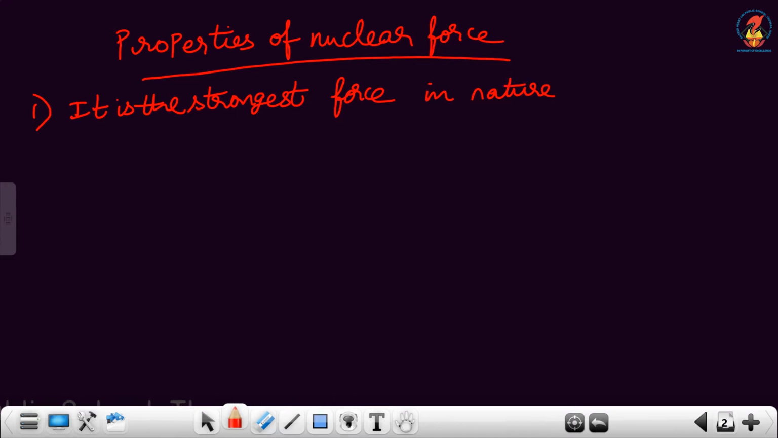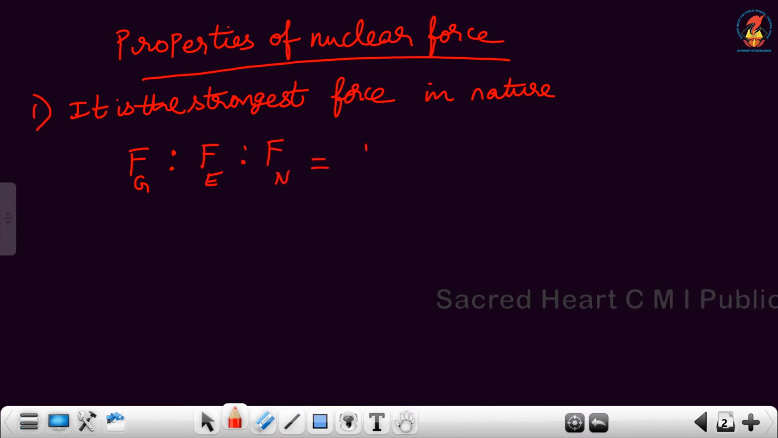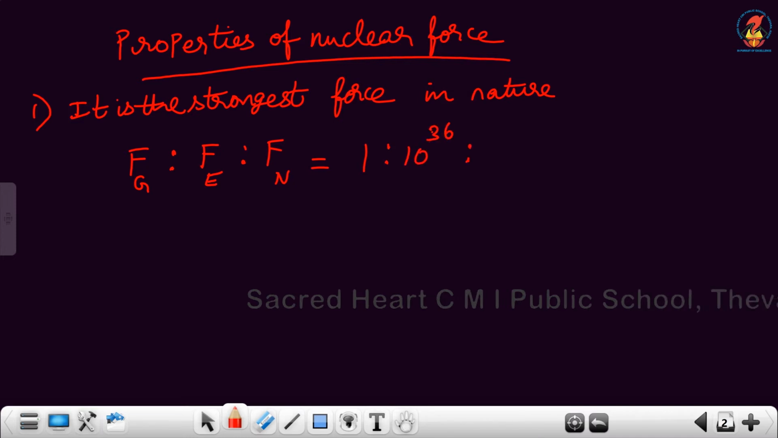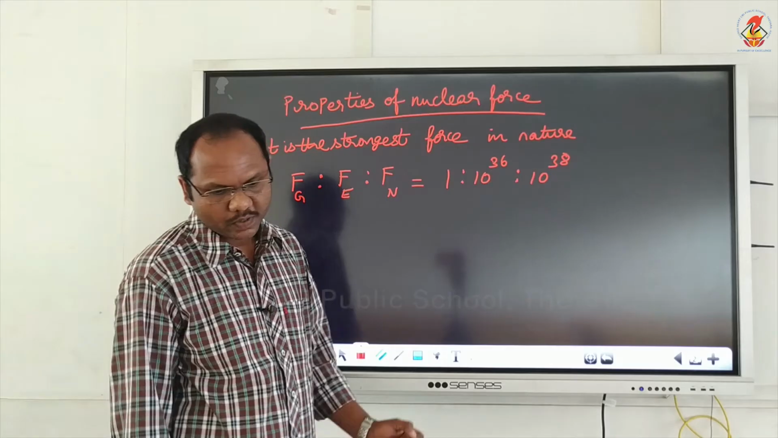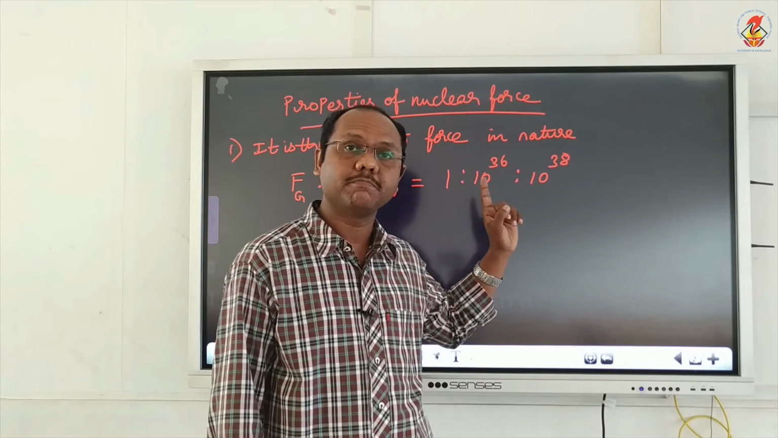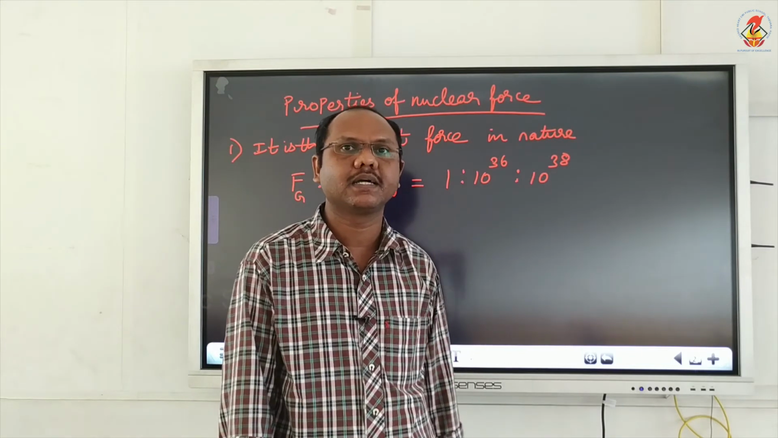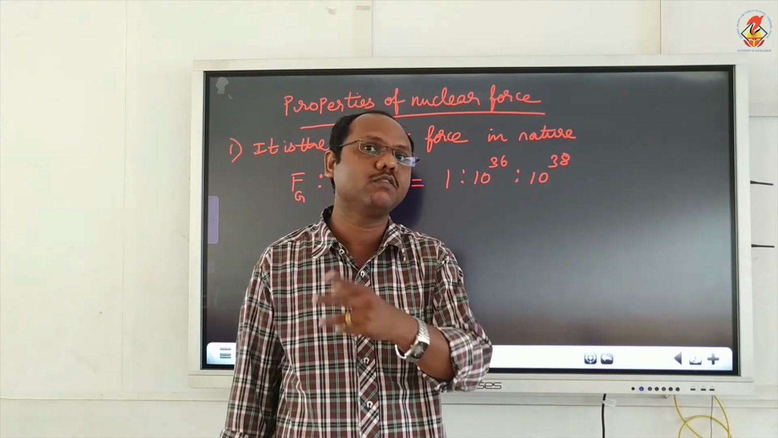When I compare the nuclear force with the gravitational force and electrostatic force, I can just say like this: Fg gravitational force, Fe electrostatic force, Fn nuclear force, 1 is to 10 raised to 36 is to 10 raised to 38. So you can see this is very much more powerful than the gravitational force. Gravitational force is the weakest of all the forces in nature.